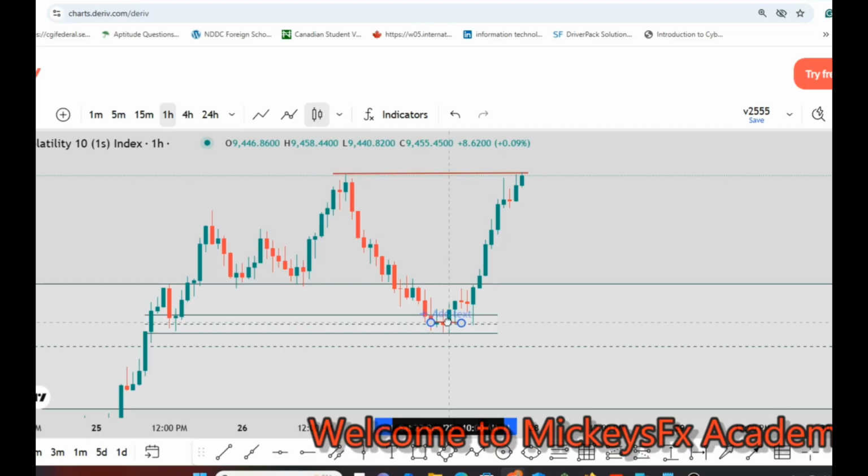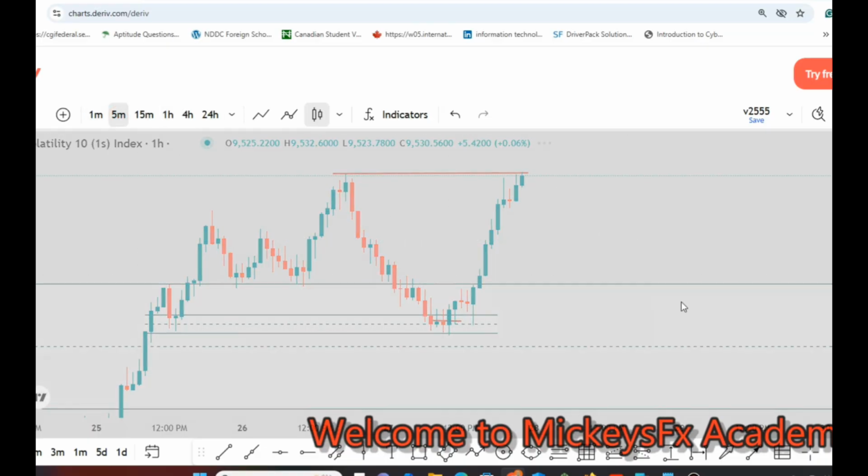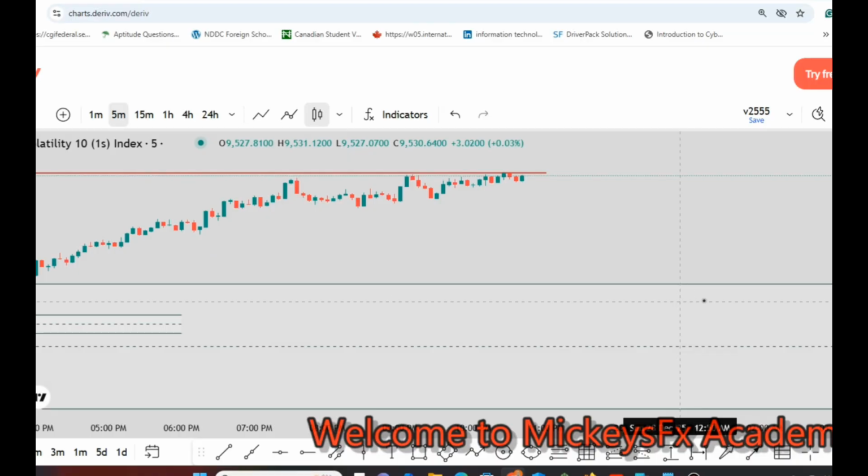Now I will draw a line on this. Then remember I said the 1 hour time frame is supposed to be in line with the 5 minutes time frame. So if I'm doing my analysis on the 1 hour time frame, my entry is supposed to be the 5 minutes time frame. So I will go down to the 5 minutes to look for a perfect entry. My stop loss will be so small, but my take profit, since I'm targeting the highs that the price came out from, will be huge.